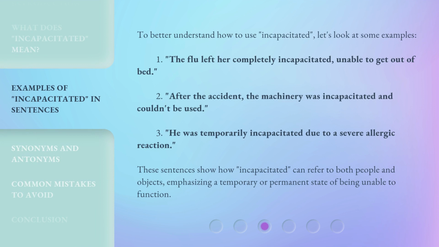To better understand how to use incapacitated, let's look at some examples. 1. The flu left her completely incapacitated, unable to get out of bed. 2. After the accident, the machinery was incapacitated and couldn't be used. 3. He was temporarily incapacitated due to a severe allergic reaction. These sentences show how incapacitated can refer to both people and objects, emphasizing a temporary or permanent state of being unable to function.